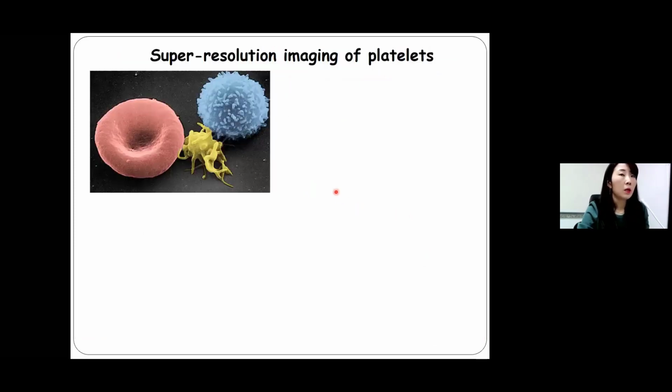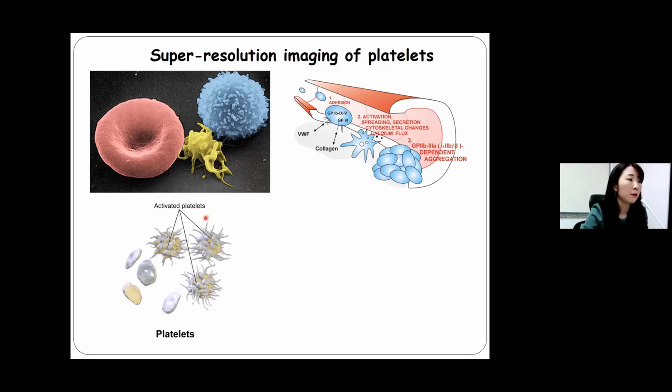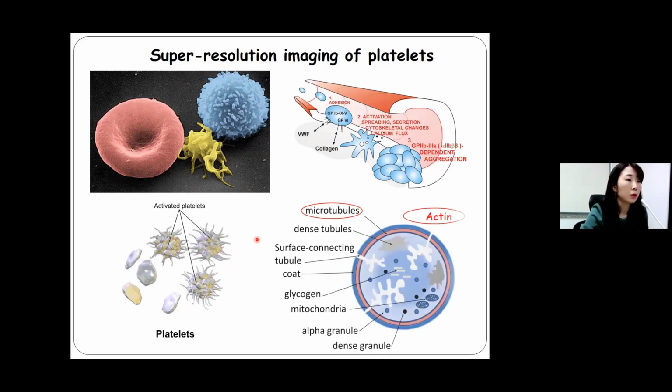Then let's talk about our main story for today, which is the platelet. As you know, platelet is one of the most abundant components in blood, and it is responsible for blood clotting. When bleeding, platelets become activated, but the ultrastructural changes of platelets during this process have not been known. So we tried to understand the ultrastructural changes of platelets during this activation process.